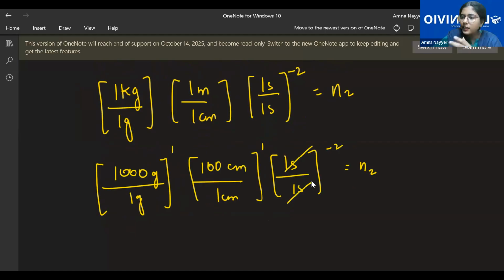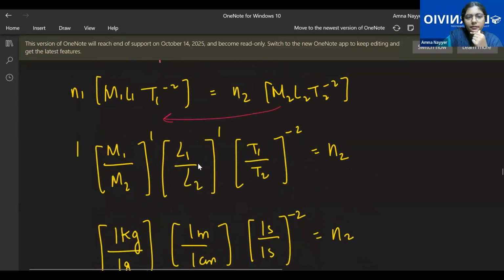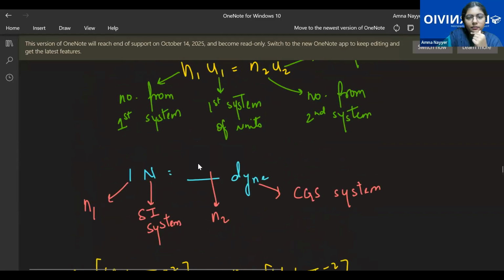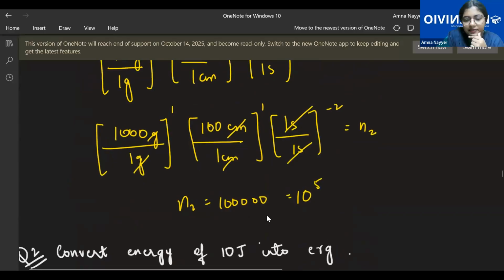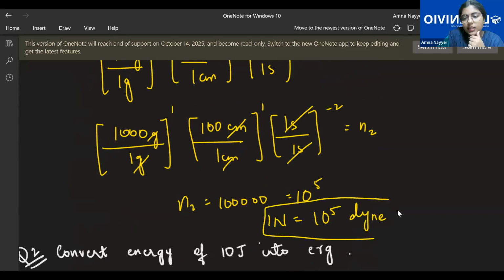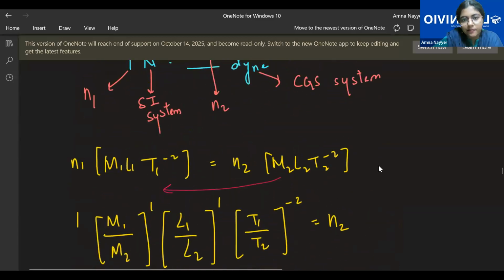Look, 1 to the power minus 2, 1 to the power minus 2 will be cancelled. Gram, gram will be cancelled. Centimeter, centimeter will be cancelled. What is N2 equal to? That is 10 to the power 5, right? 1000 times 100. So we can say finally 1 Newton is equal to 10 to the power 5 dyne, without using the mathematics part, by just using the dimensions.